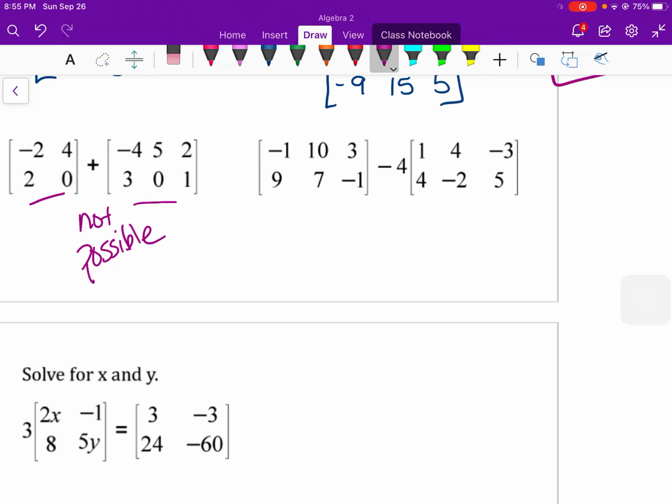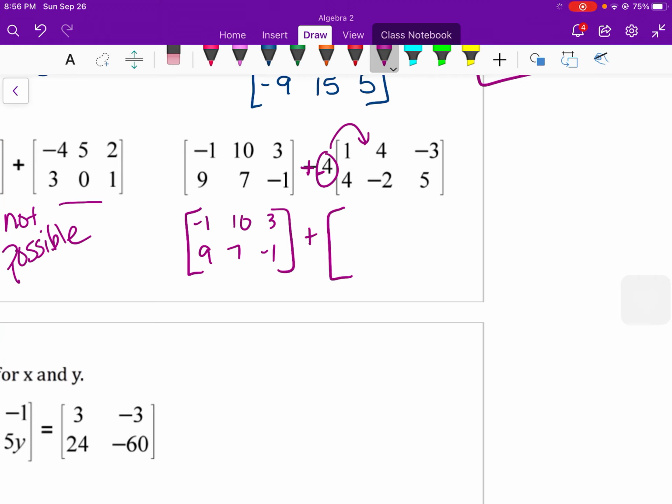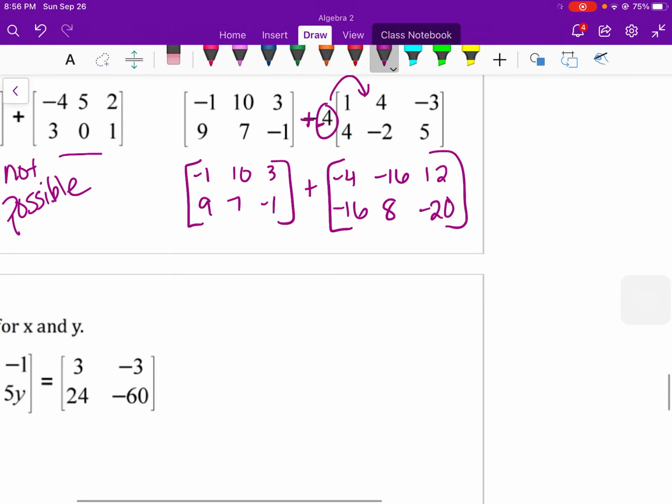For this one, I'm going to change this to a plus a -4 times this. And then I'm going to distribute the -4 in there. So I'm going to multiply and then I'm going to add. So I'm going to keep my first matrix C the same. They're both 2 by 3, so I can do it. Then I'm going to add. I'm going to distribute the -4 inside. So I'm going to multiply everything in there by -4, -16, +8, -20. So follow the order of operations, multiply, then add.